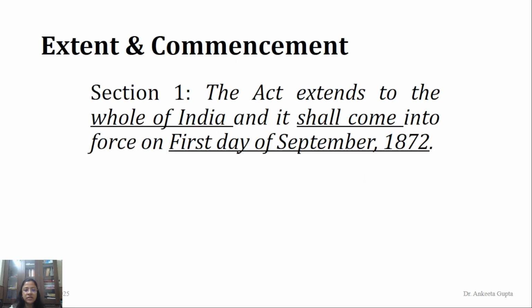The next is the extent and application, or the extent and commencement, of the law of contract. According to Section 1, the Act extends to the whole of India, and it came into force on 1st September 1872. It is worthwhile to note that there have been no exceptions with respect to the application of the law of contract. There were various exceptions that had been carved out for various other statutes. So this tells us that the commercial aspect with respect to the application of the law of contract is going to remain the same.